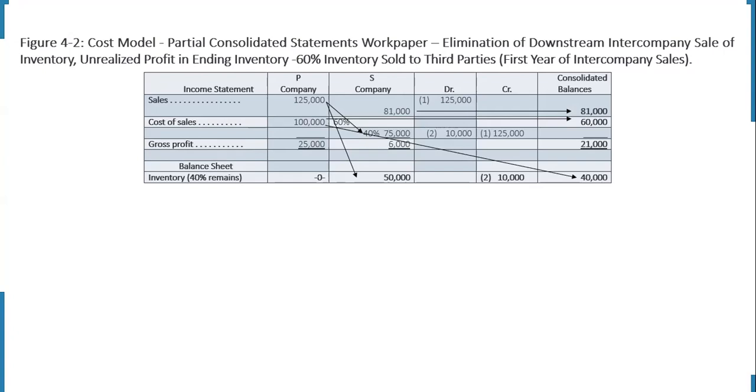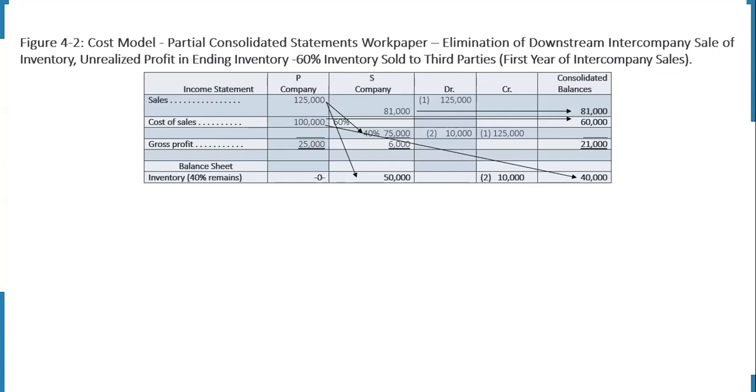We now debit sales for 125,000, and we have credit here 125,000 for the amount of cost of sales. We have 100,000 for P company, and then we have a debit of 10,000. So that makes the amount of, actually, 100,000 minus 60,000, you only have the inventory 40% or 40,000.